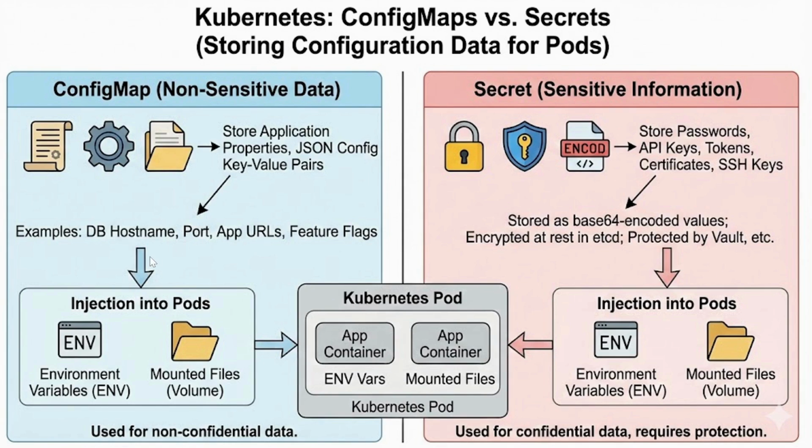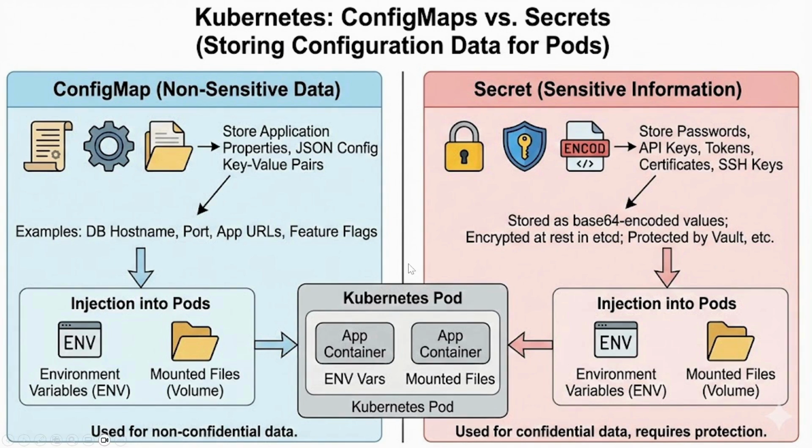The main difference is config maps are used to store non-sensitive configuration like database hostname, port, app URLs, feature flags, etc. Whereas secrets are used for sensitive information like passwords, API keys, tokens, certificates, and SSH keys. Secrets are stored in Kubernetes as base64 encoded values, and in production environments they are usually protected using encryption at rest in etcd or external secret managers like Vault.